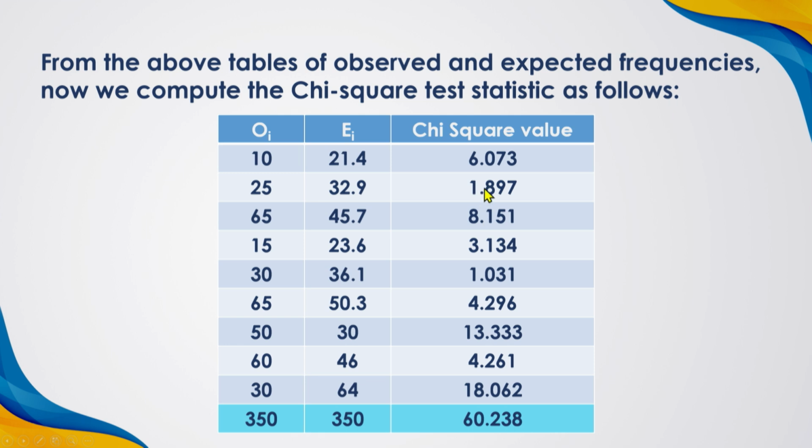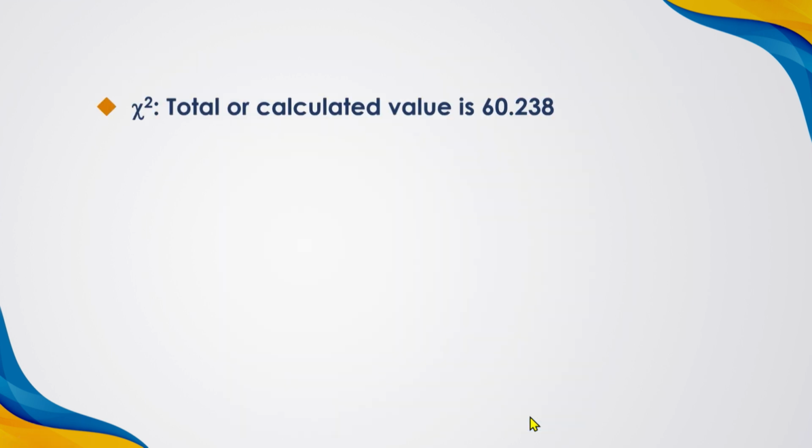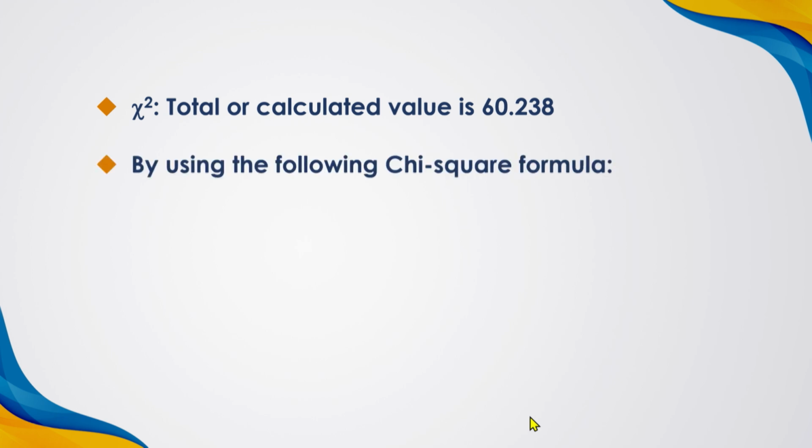By summing up all these values, you can obtain your chi-square value as 60.238, which is your chi-square calculated value. As you know, the formula is summation (Oi minus Ei) whole square by Ei. This is your chi-square calculated value, 60.238. By using the following chi-square formula, we can calculate the cases. I have represented the formula again for your reference here.